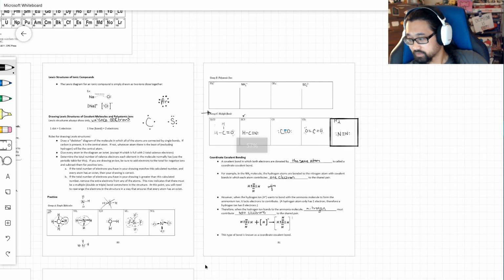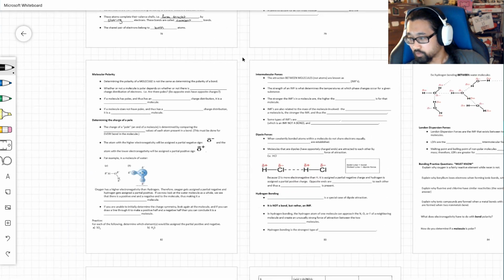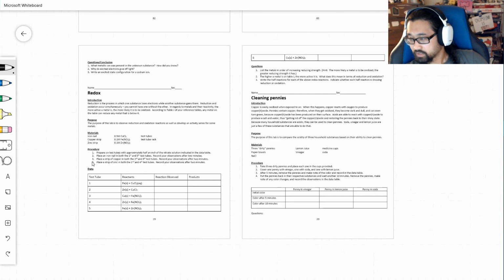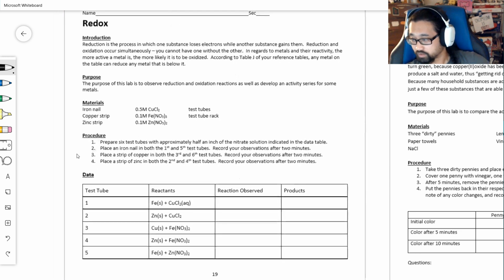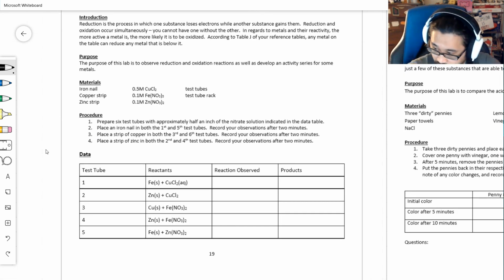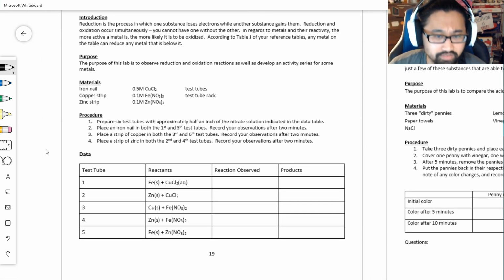Now, there's a little bit more, but I did do the Redox Lab with your cohorts who are in class now full-time. I apologize that the PDF looks like it got a little wackadoodle here, because there should be a 6th test tube.